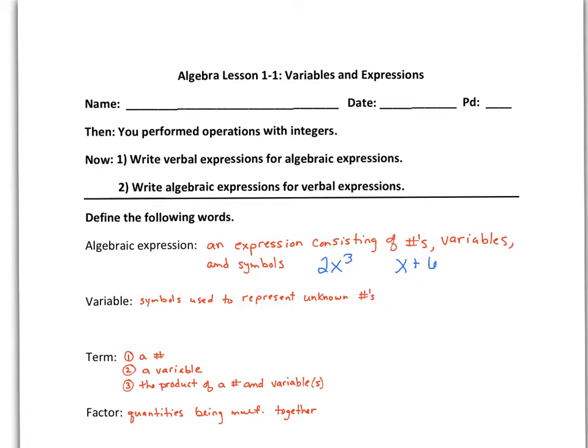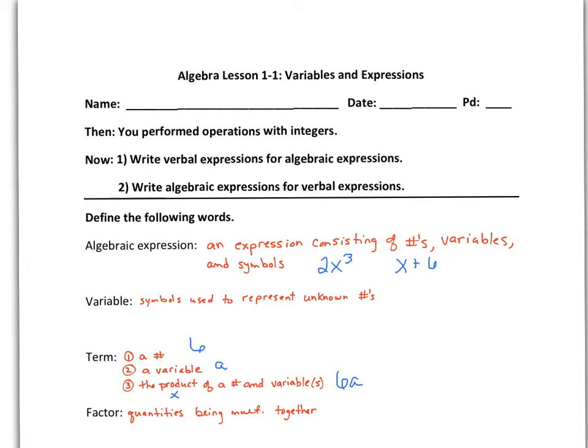Our next vocabulary word is the word term. And there are 3 parts to term. The first is it can just be a number. Any number, 1, 2, 3, just a number. It can be a variable, or it can be the product. Now, for those of you who don't know, product means multiplication, of a number and variable. So an example, a number would be like 6, a variable would be like a, and for the third part, the product of a number and a variable, 6a would be an example.